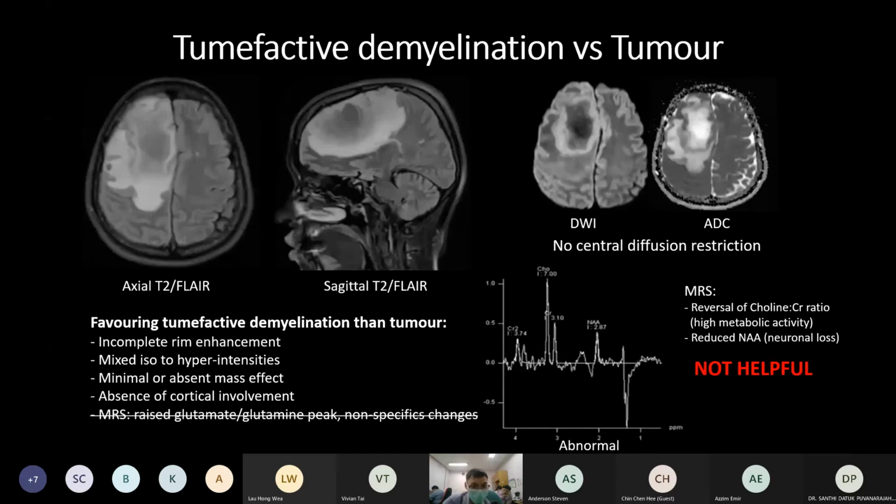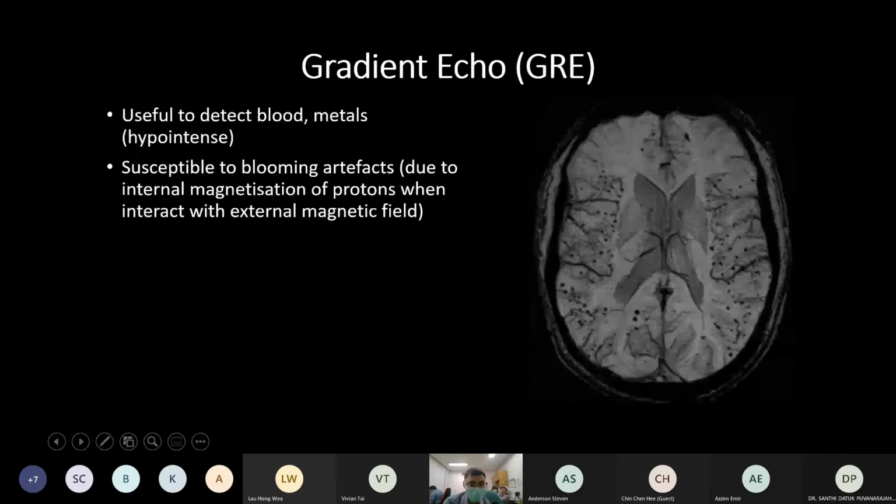For MRS, there's also another thing to look at, the glutamine and glutamate peak, which I'm not going to discuss, because the subsequent studies and the latest research say that MRS is no longer specific nor sensitive to detect and differentiate. Okay, so after we talk about T1, T2, FLAIR, ADC and also DWI, now comes the second last, which is the GRE, gradient echo.